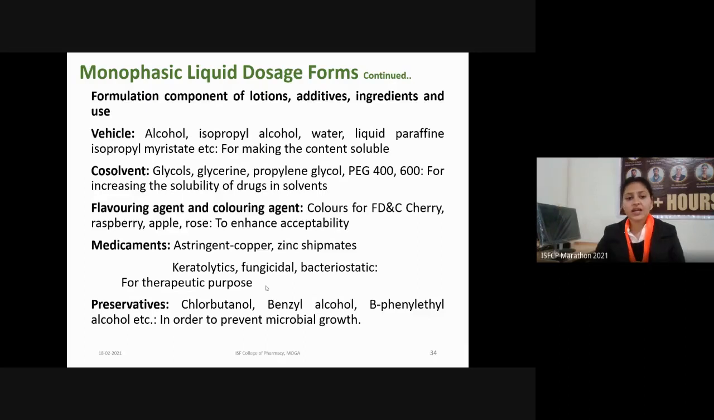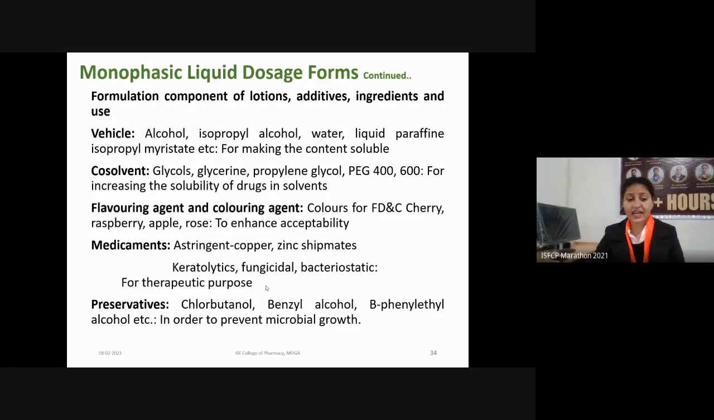Next, excipient is co-solvent. Glycerol, glycerine, propylene glycol, PEG 400, PEG 600 are used as co-solvents to increase the solubility of those drugs which are not soluble in water. Means these agents act as co-solvents and they will increase the solubility of the drug by the phenomenon called co-solvency.